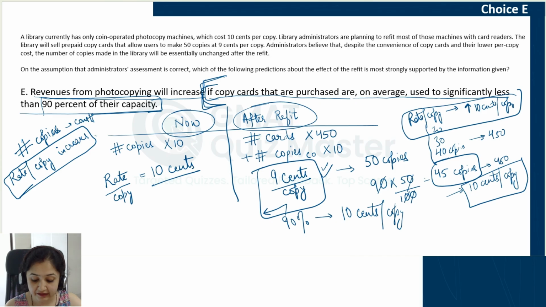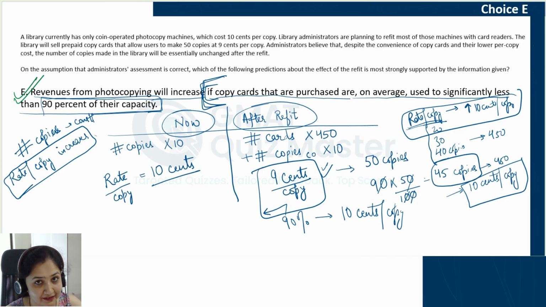That is, if these cards on an average are being used to get 40 copies or 30 copies or 20 copies, significantly less than 45 copies per card, then the rate per copy will be much more than 10 cents per copy, in which case the revenue will go up. And that is why choice E is the correct answer. It correctly describes an effect of refit. It correctly describes a situation that is very much likely once the refit has been done.